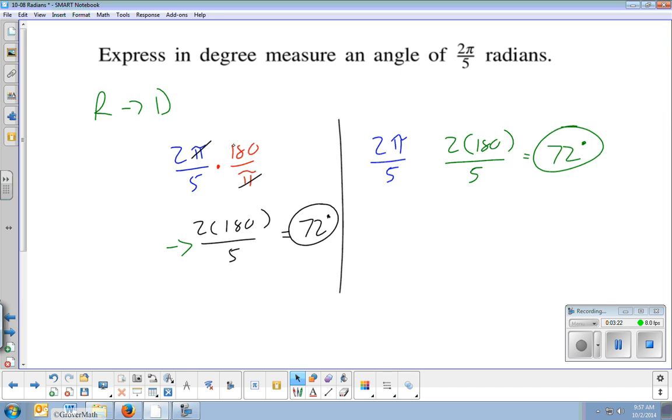So that's why this is kind of the foolproof method of timesing pi over 180. And if you have pi's, they cross out. If not, then that stays there. And we're going to see this in the next example. But if pi is present and you're converting to degrees, you can simply replace pi with 180.